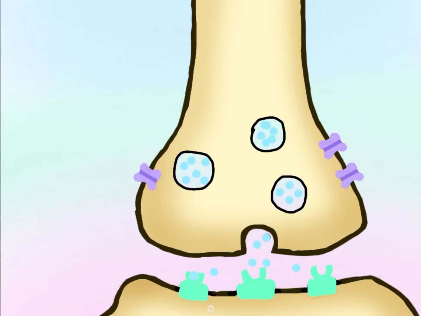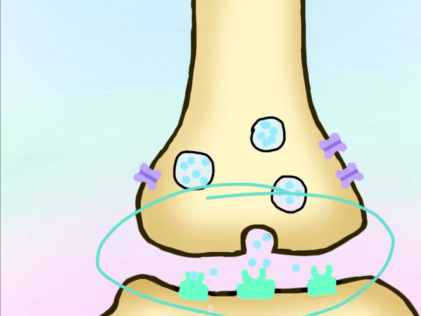Also note that this is a type of chemical synapse. There's also something called an electrical synapse where the two neurons are connected by gap junctions, and basically their cytoplasm is connected, and that's another way that neurons can communicate. But the chemical synapse is the most common one, so we're going to be looking at that today.